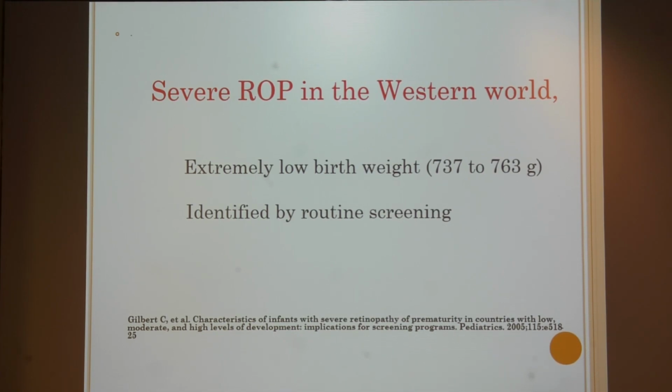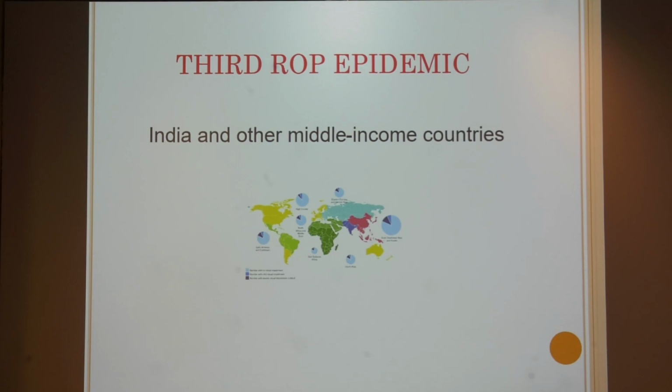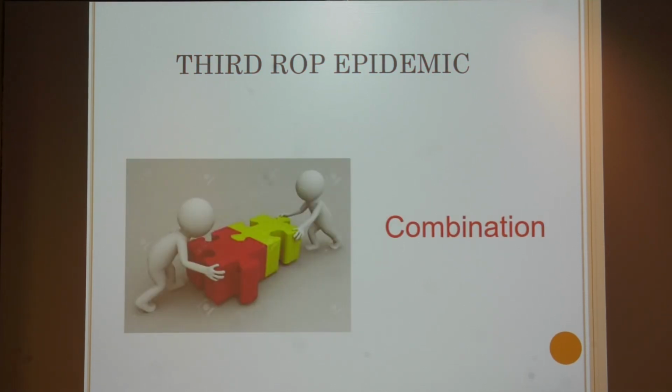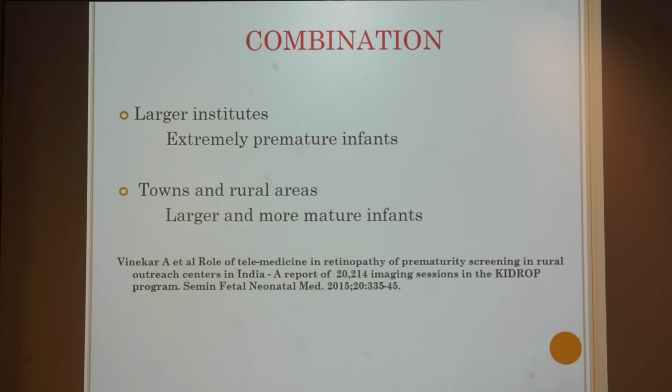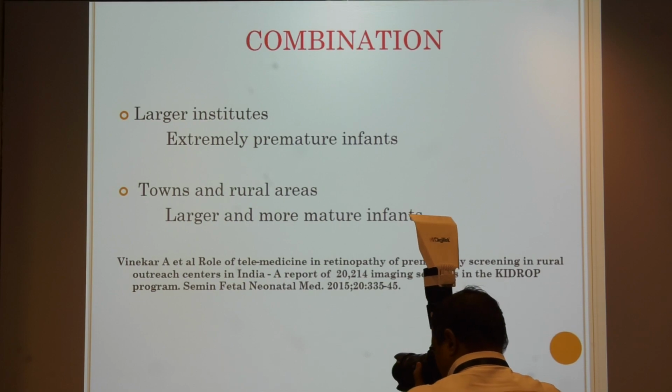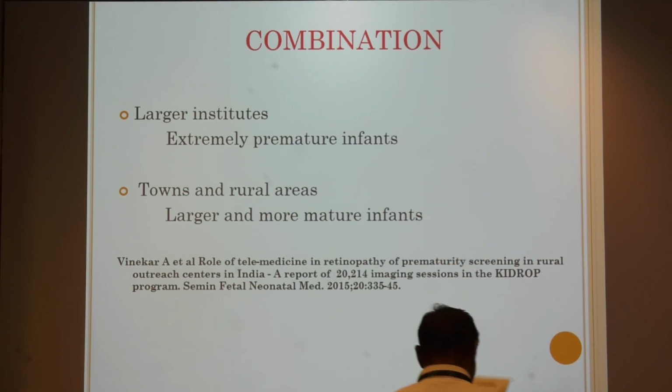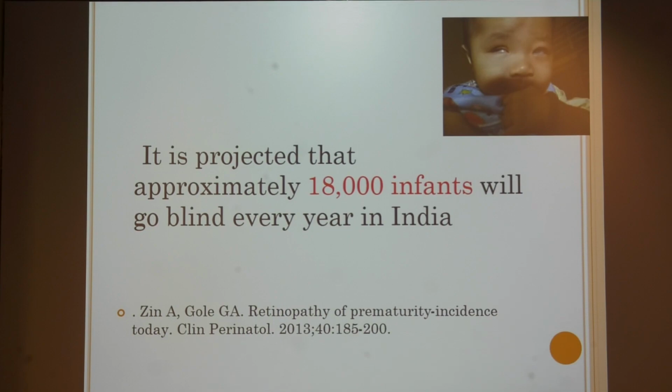Severe ROP in the Western world right now is limited only to extremely low birth weight babies which are identified on routine screening. India and other middle-income countries are facing the third ROP epidemic, which is actually a combination of the first 2 epidemics. It's because in India, the larger institutes are providing very good neonatal care, where only extremely premature infants are showing ROP. But in towns and rural areas, even large and more mature infants are having ROP. It's projected that approximately 18,000 infants will go blind every year in India.